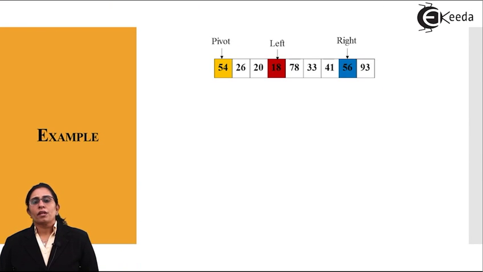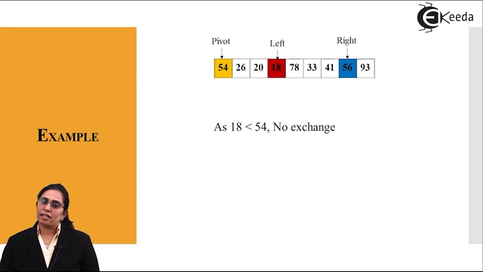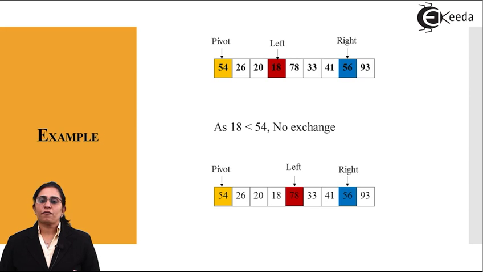Now again, in the previous list, as left was at 20, my left gets incremented by 1. So my left is now at 18 and my right is now at 56. Again I compare. 18 is less than 54, so there is no exchange. As there is no exchange, as my code says, we increment the value of left by 1. So my left reaches the position where 78 is stored.